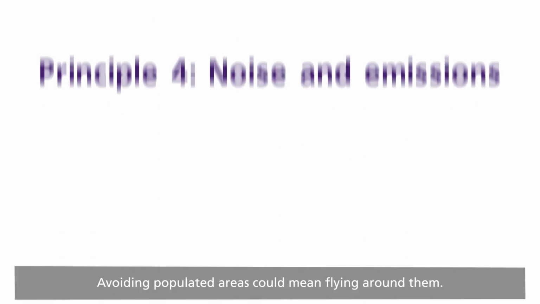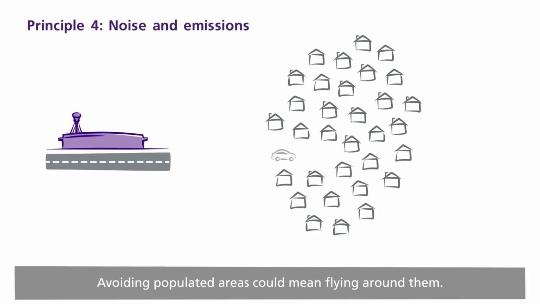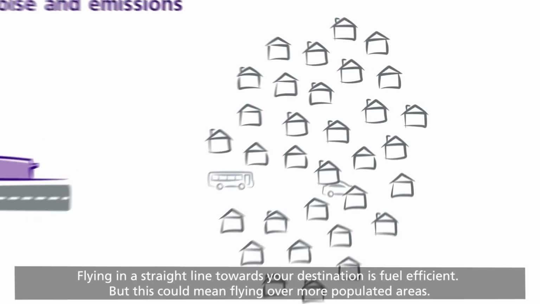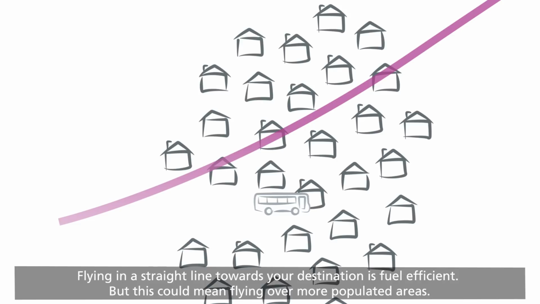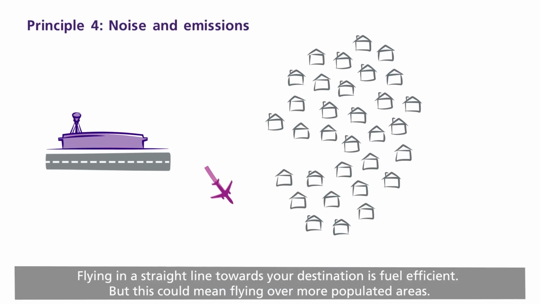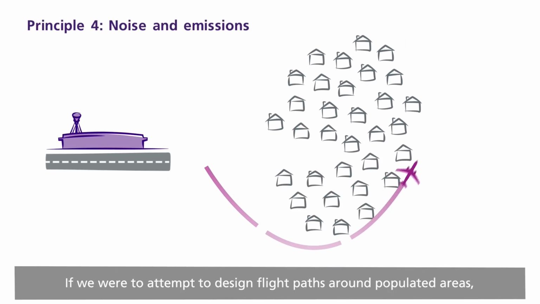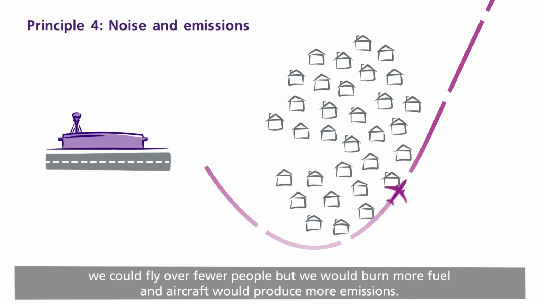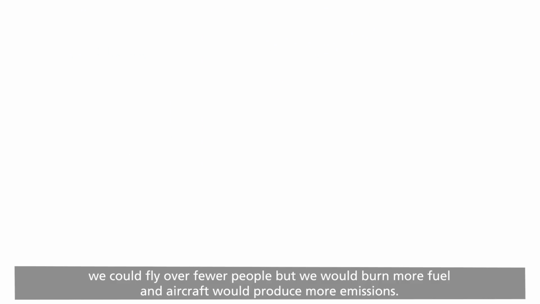Avoiding populated areas could mean flying around them. Flying in a straight line towards your destination is fuel efficient, but this could mean flying over more populated areas. If we were to attempt to design flight paths around populated areas, we could fly over fewer people, but we would burn more fuel and aircraft would produce more emissions.